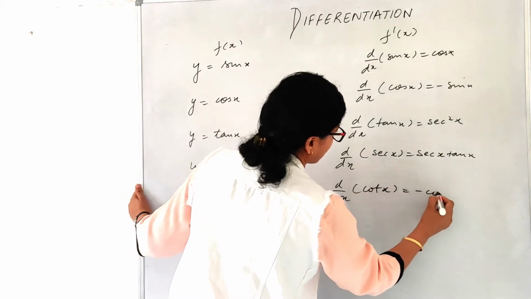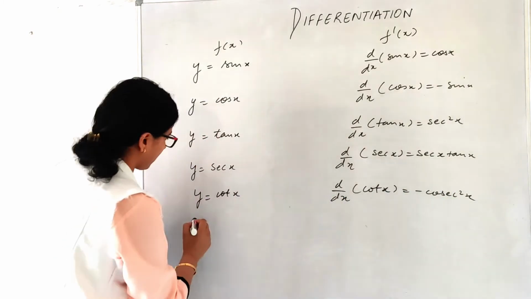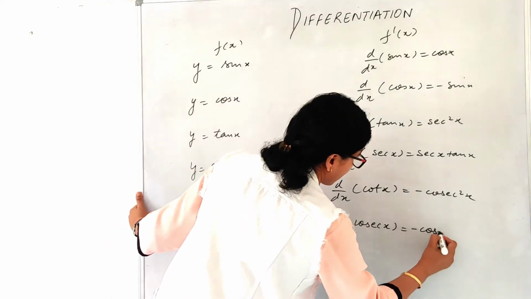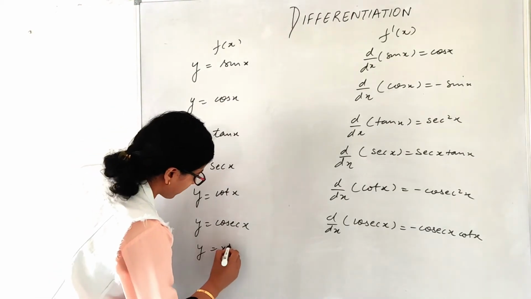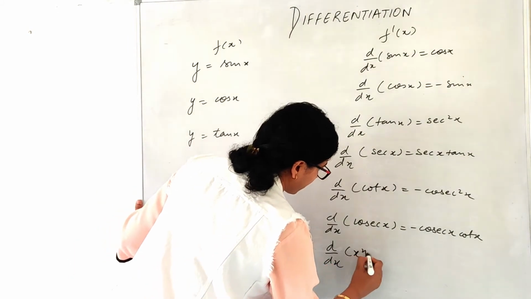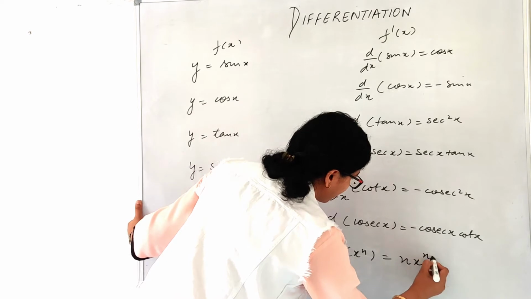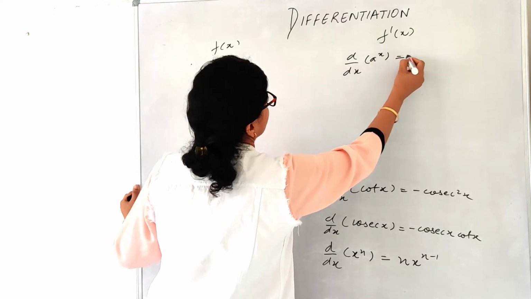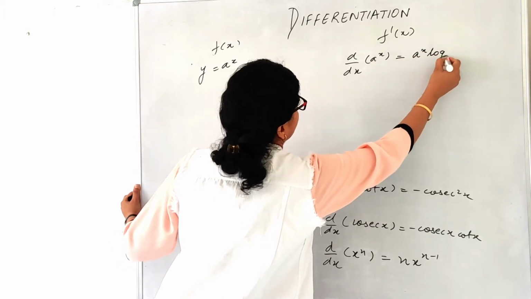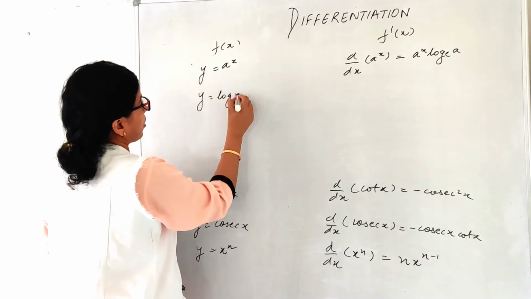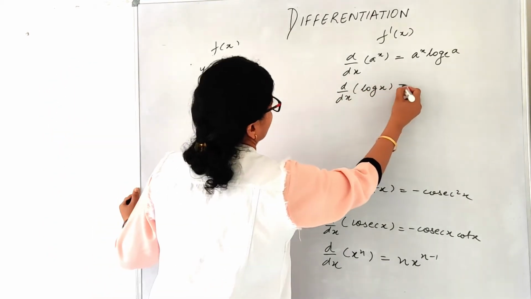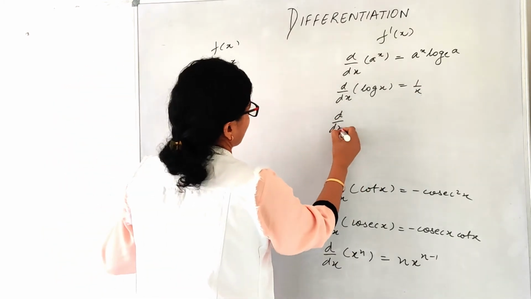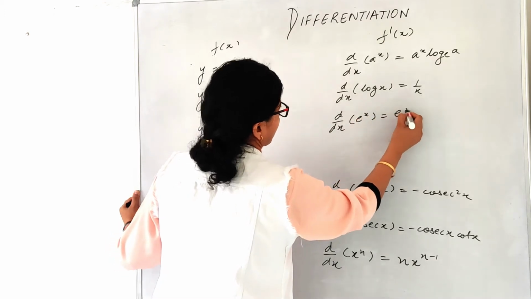y is equal to cot x, d upon dx of cot x is equal to minus cosec square x, y is equal to cosec x, derivative of cosec x is minus cosec x cot x, derivative of x to the power n, d upon dx of x to the power n is equal to n x to the power n minus 1, y is equal to a to the power x, d upon dx of a to the power x equals a to the power x log base e a, y is equal to log x, d upon dx of log x equals 1 by x, y is equal to e to the power x, d upon dx of e to the power x is equal to e to the power x.